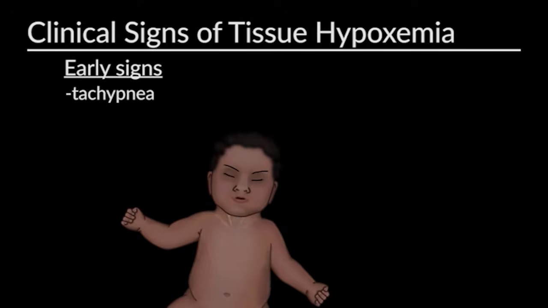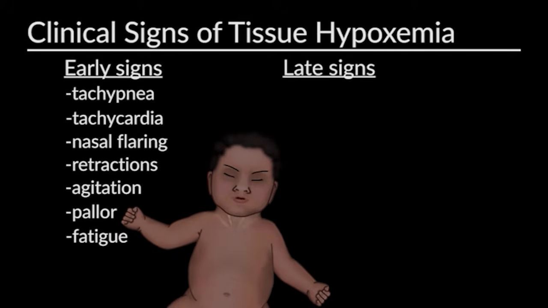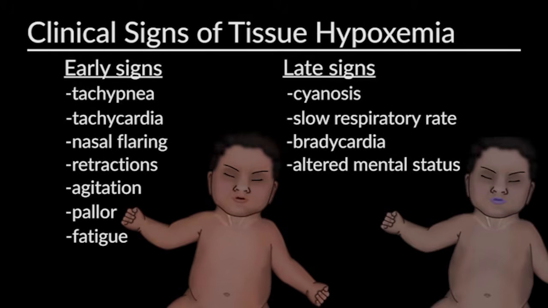Respiratory distress and respiratory failure can be caused by hypoxemia. Early signs of tissue hypoxemia are tachypnea, tachycardia, nasal flaring, retractions, agitation, pallor, and fatigue. Late clinical signs of tissue hypoxemia are cyanosis, slow respiratory rate, bradycardia, and altered mental status.